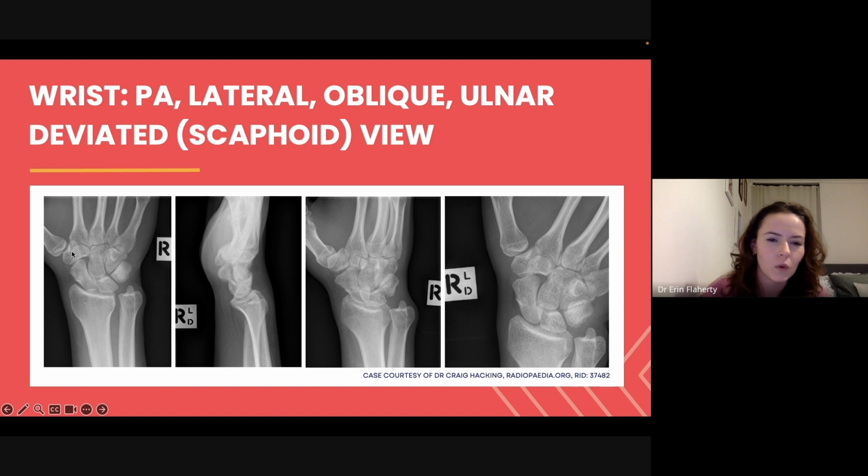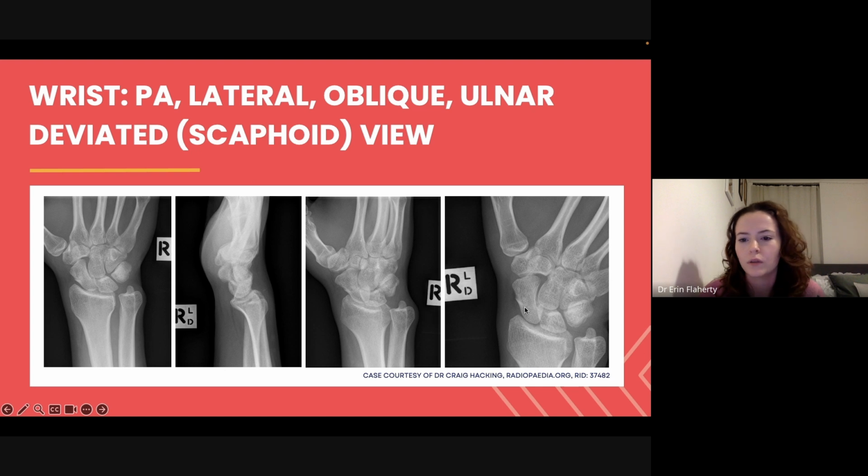And you can see them quite well here. This is your lateral view, your PA view, AP view. This is your lateral view, as we saw before. This is your oblique view, so it just gives you a little bit more of a view of the carpal bones themselves without any overlap of the radius and ulna.